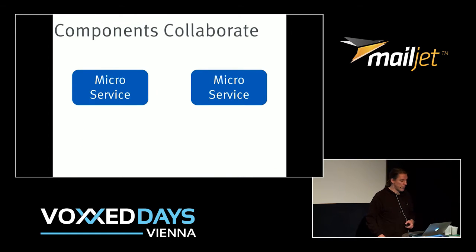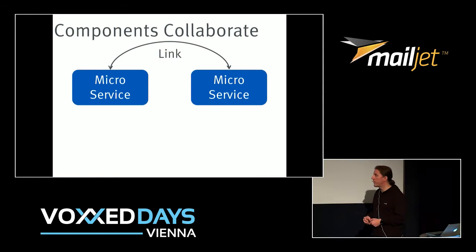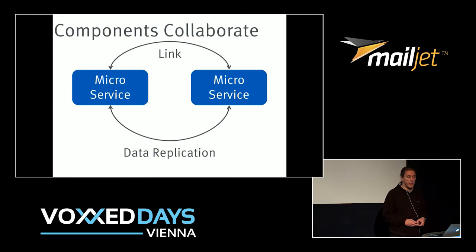Well, you need to collaborate. So I argue that microservices should actually have an HTML interface or a UI, so you can have links. So if I have an order and I want to see details of the customer, there might be a link, and I just link to a different microservice. I can have data replication. So I can replicate the data of the customer database or whatever to have it in my own database.